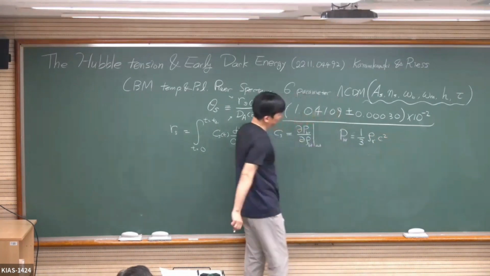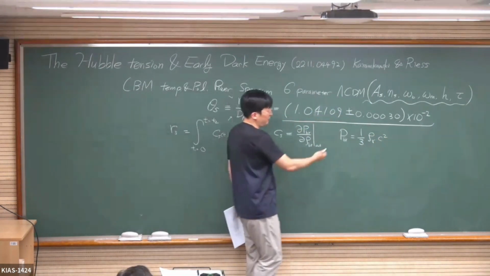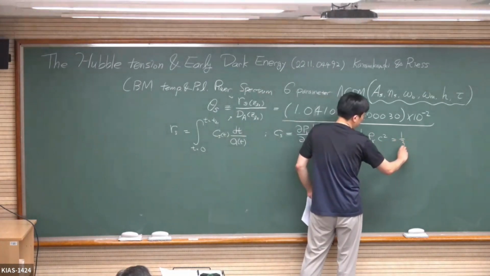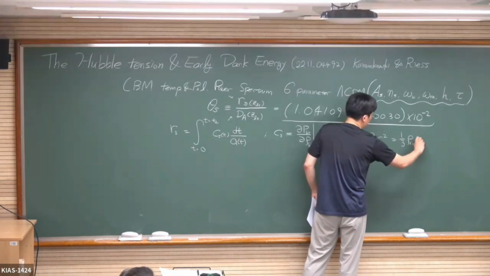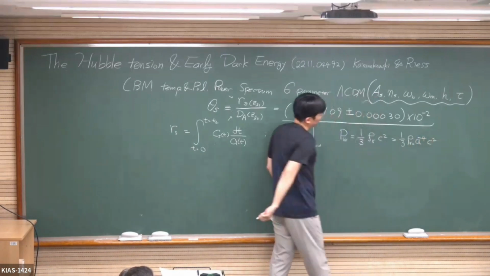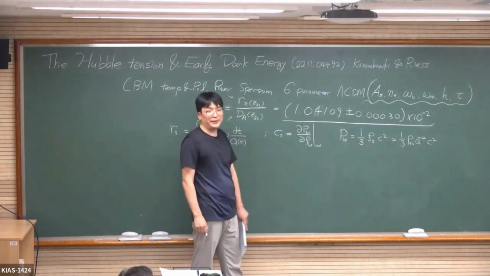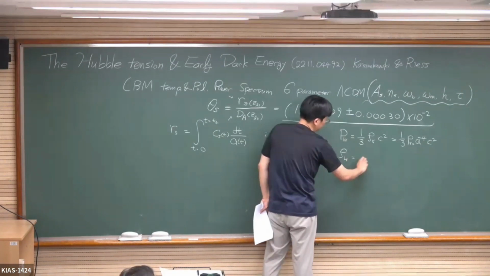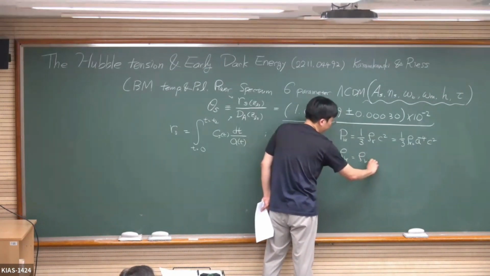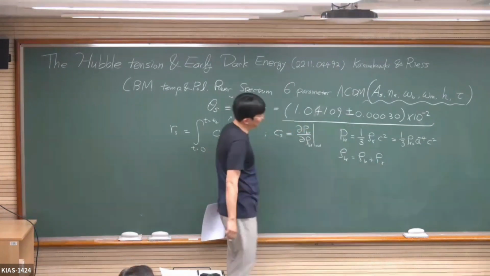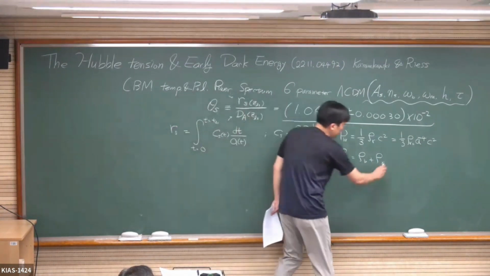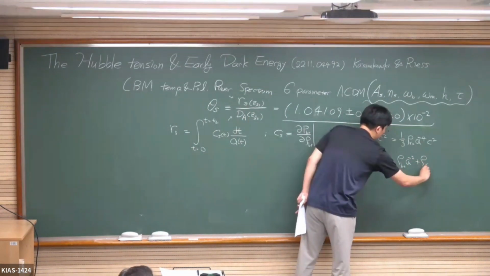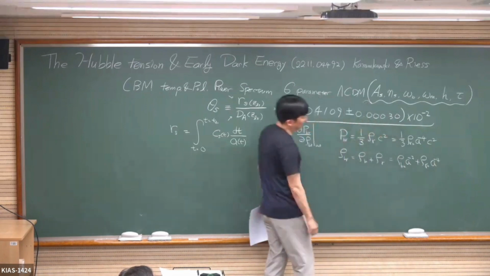times c squared. Right? And then rho photon in the adiabatic expansion phase is proportional to scale factor to the minus 4 power, and 0 is the present value. The density, B gamma, is simply baryon plus gamma. Right. Which is rho baryon now, a to the negative 3, plus rho gamma now, a to the negative 4.